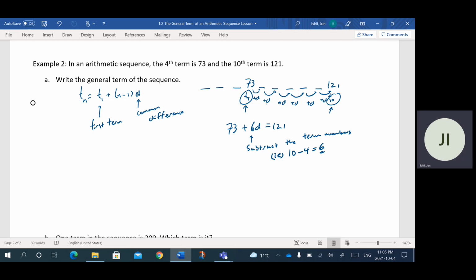Give me one sec here. The pen does not seem to be cooperating. Oh, no, it does.